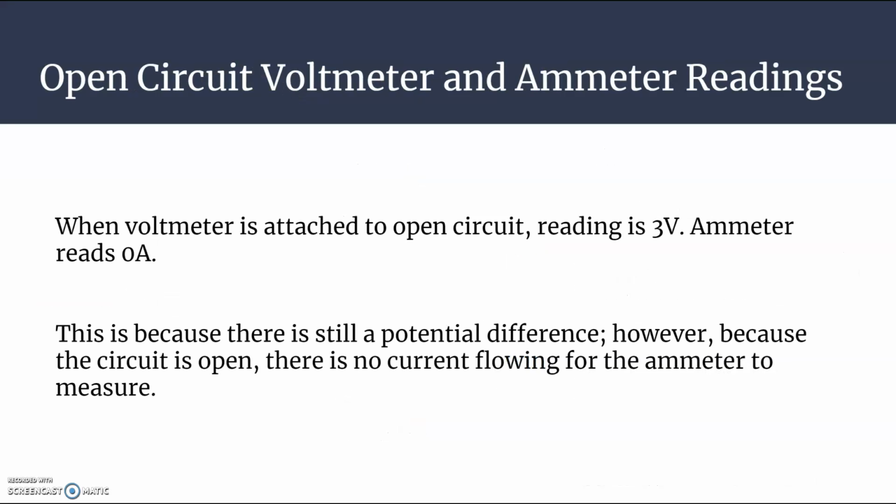The next thing that was done was exploring the open circuit and checking what the voltmeter and the ammeter read. The voltmeter read 3 volts and the ammeter read 0 amps. This is because there is still a potential difference that is primarily supplied by the battery. However, because the circuit is open, there cannot be any current flowing for the ammeter to measure. Therefore, the ammeter had to read 0 amps.